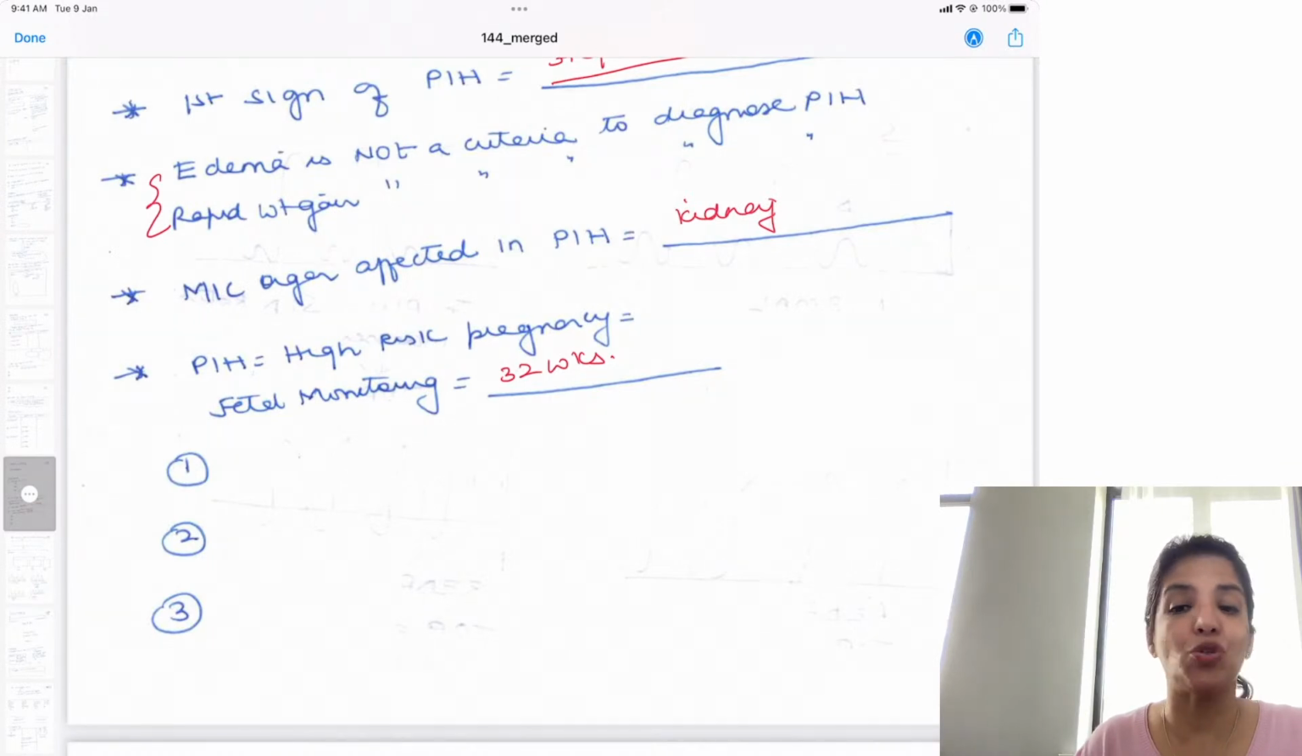High BP is not a criteria for this. Where did I say in the Tennessee criteria that high BP is a criteria?